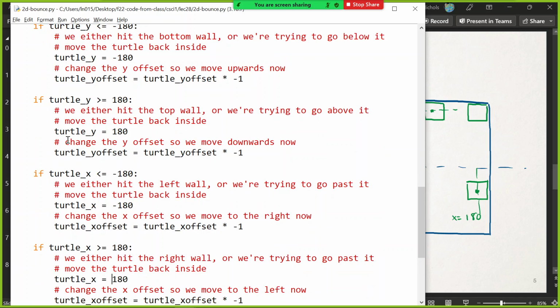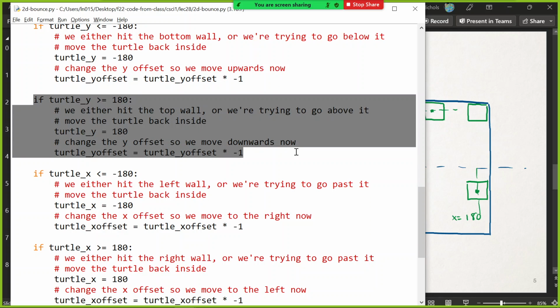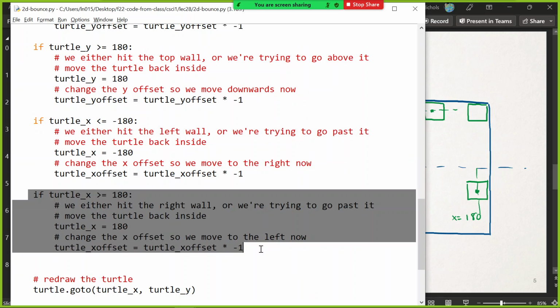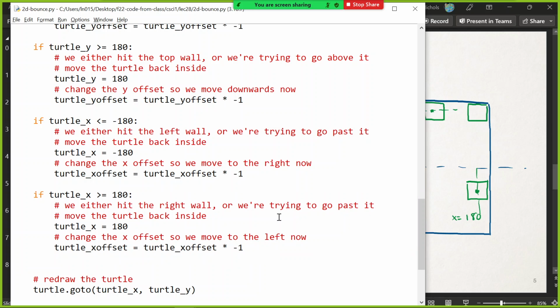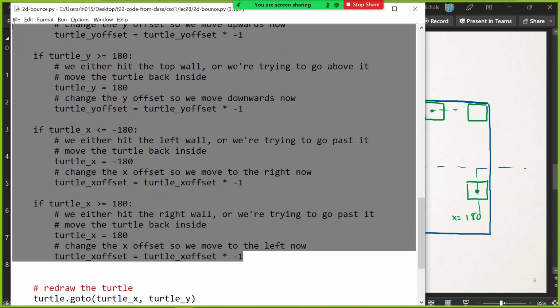So you hit the top wall. This one needs to run. And you also just hit the side wall. You hit the right wall. So this also needs to run. You cannot make them elifs because if it's an elif, only the first one that matches will run. You remember that? So these cannot be chained together. They have to be separate.